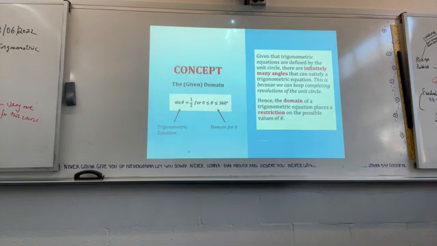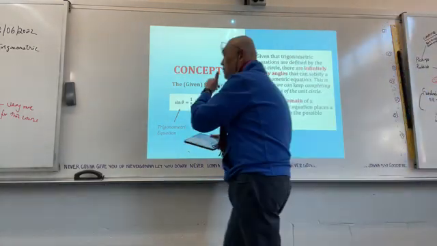So, the concept is we are given a trigonometric equation and we have got a domain for theta. Given that trigonometric equations are defined by unit circles, there are infinitely many angles that can satisfy a trigonometric equation. This is because we can keep on completing revolutions of the unit circle. Remember, you can rotate round and round. Hence, the domain of a trigonometric equation places a restriction on the possible values of theta. You always need that. The domain is so important.